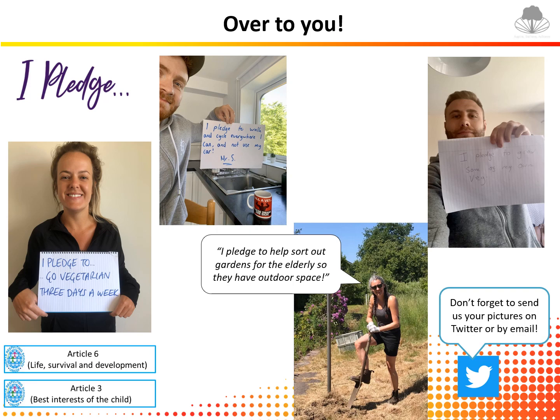My pledge, I've pledged to go vegetarian 3 days a week, as eating meat has a very, very big impact on the environment. Mr. Surridge, you can see he's pledged to walk and cycle everywhere that he can. Miss Winderbank has gone one step ahead. She's already acting out her pledge. She pledges to help sort out gardens for the elderly so they have an outdoor space they can enjoy. And Mr. Rimmer has pledged to grow some of his own vegetables as he has an allotment. So over to you. I want you guys to do what you can to make a pledge to the environment.